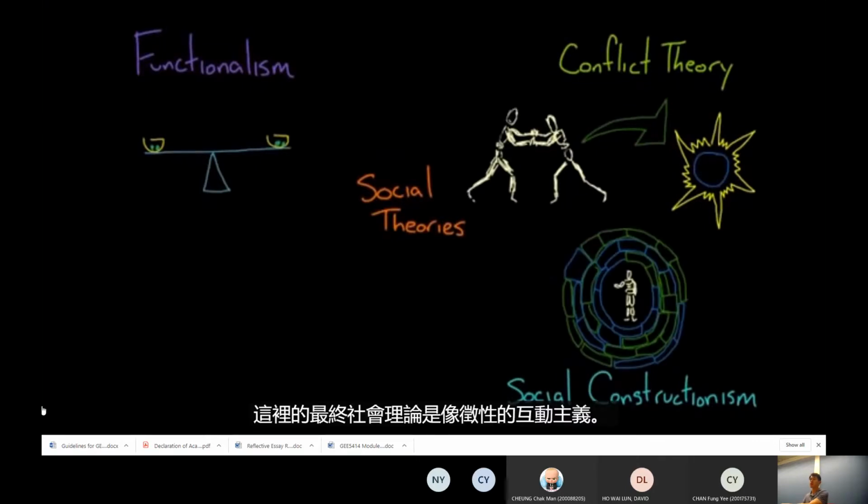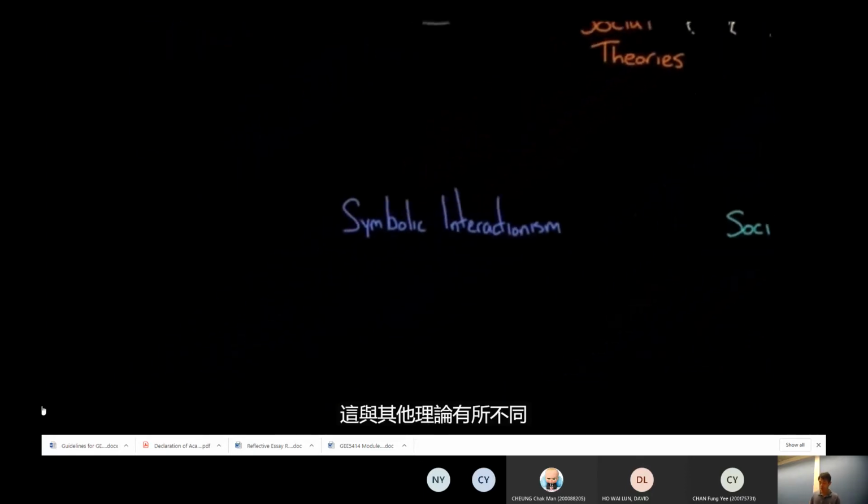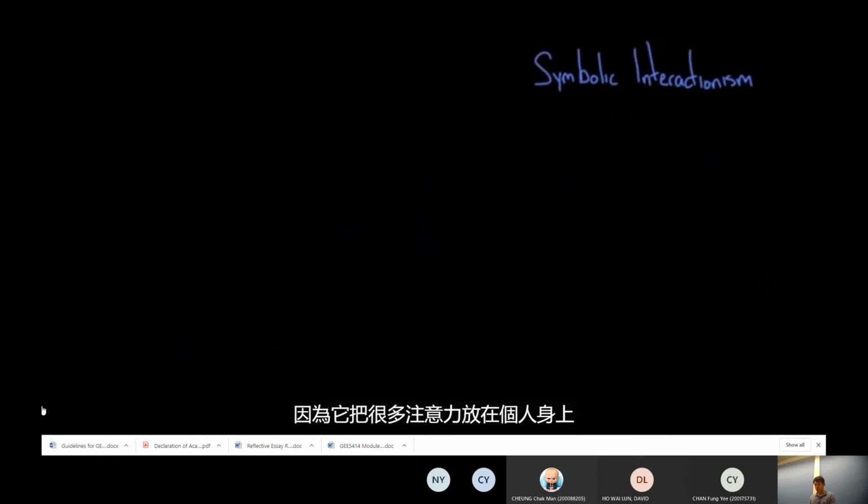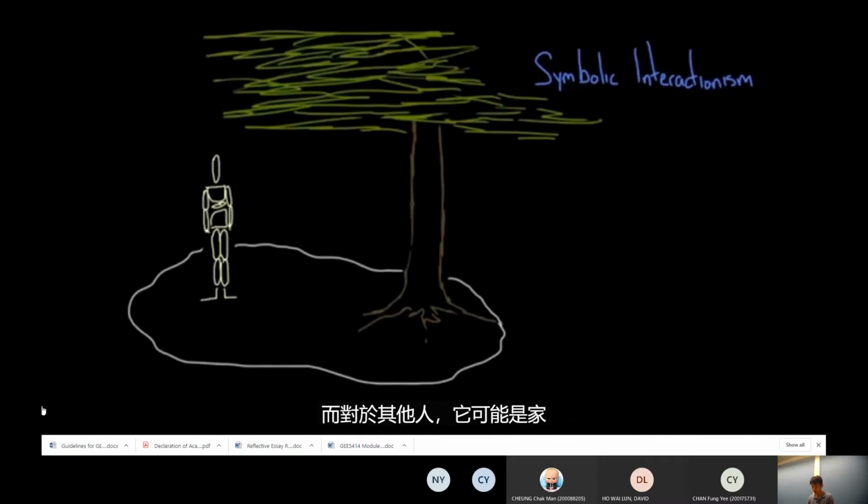The final social theory here is symbolic interactionism. This one is kind of different than the other theories because it puts a lot of focus on the individual and how they behave. It is based around the idea of the meanings we give to things. Like, to me, a tree could be a source of shade, whereas for someone else, it could be the home to spiders and ants. People are created by their society. They act based on their past experiences in their lives and the meanings they have given things.